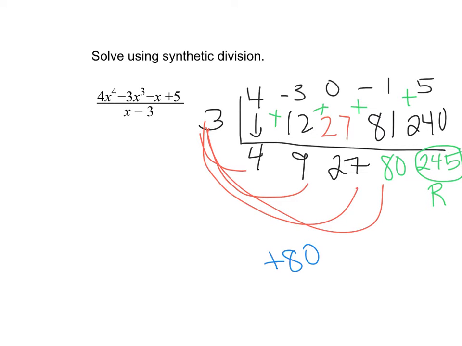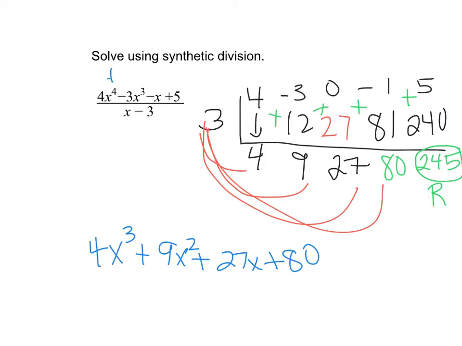and then I'm going to go over, and now that's going to be my x, so it's going to be 27x. I'm going to go over again, and it's still positive, and then I'm going to go up again, that's going to be 9, and then it's going to be x squared, and then I'm going to go one more over, and that's going to be 4, and that's going to be x cubed.